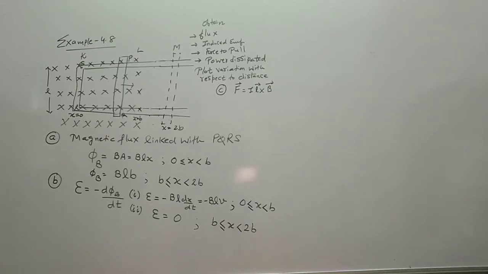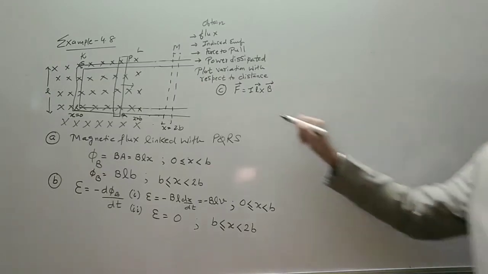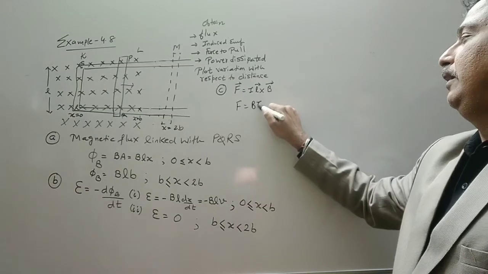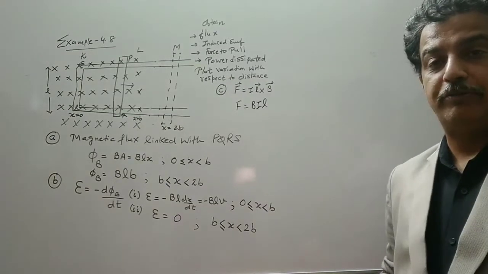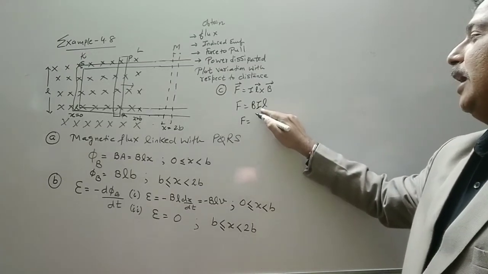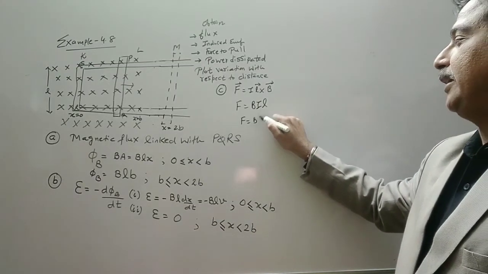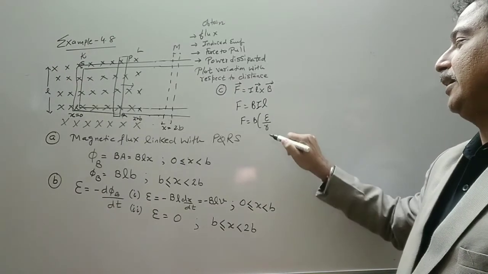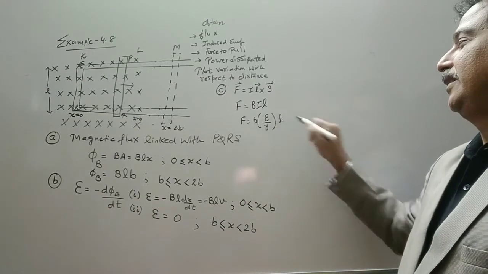And what will be the magnitude of the force? If I say what is the magnitude of the force, it should be BIL. So this is the magnitude of the force, that we discussed in the last lecture. So I can be written as EMF induced divided by R, let us assume R is the resistance.